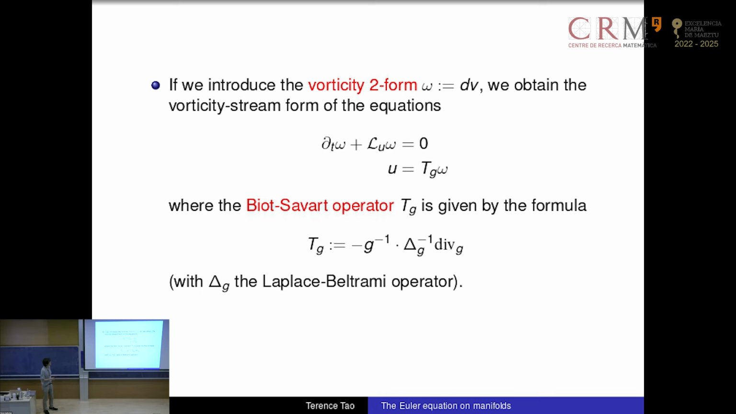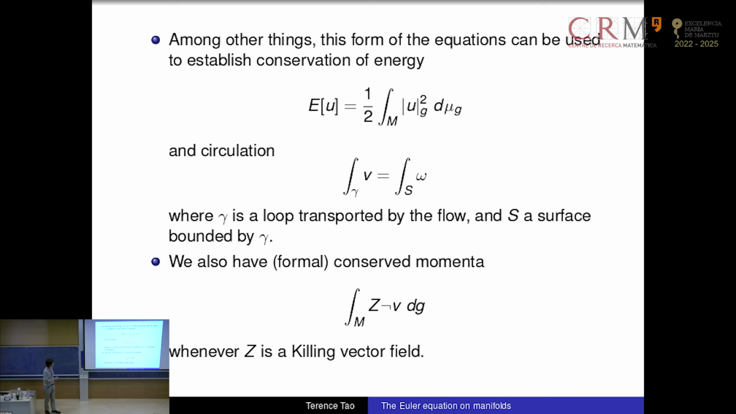So it's a very geometric equation, and one consequence is that it conserves a lot of quantities. Actually, it conserves many things. First of all, it conserves the kinetic energy, which is just 1/2 the velocity squared integrated over the manifold. Circulation, because the vorticity is transported by the flow. If you integrate the vorticity on any surface and transport the surface by the flow, by Stokes' theorem that's the same as integrating the velocity on the boundary of your surface, and that is conserved. So this is the conservation of circulation, Kelvin's law.